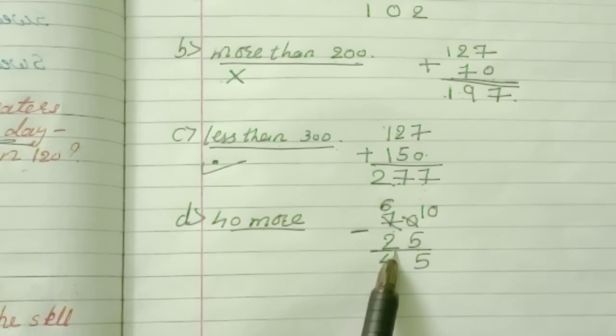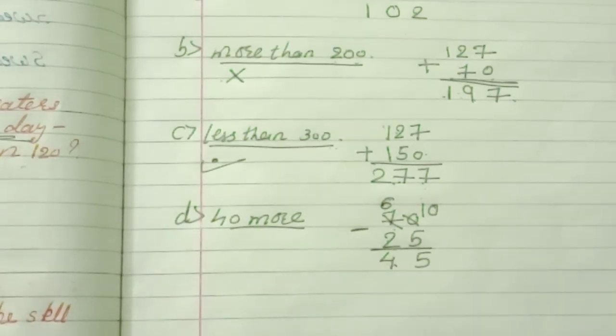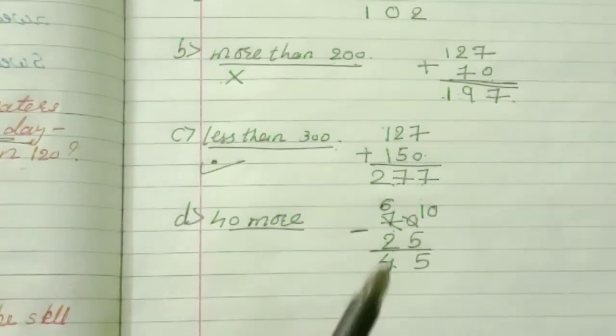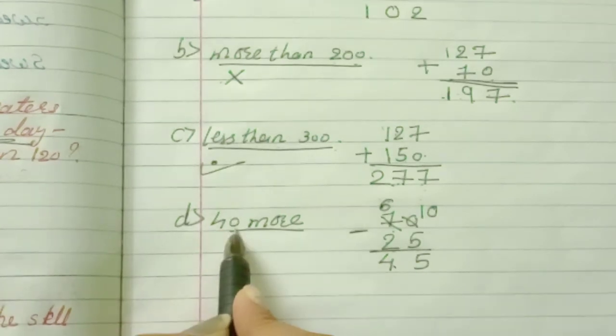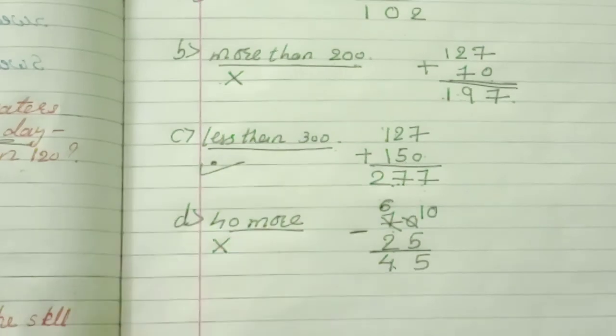It is more than 40. Right or wrong? No, because oil costs 45 rupees more than a pack of biscuits, and here she said oil costs 40 rupees more than a pack of biscuit. So here in D, she is wrong.